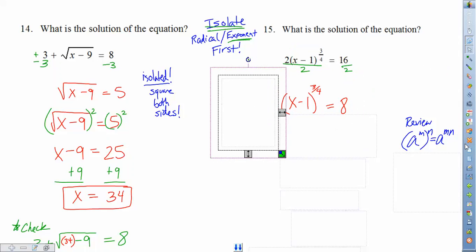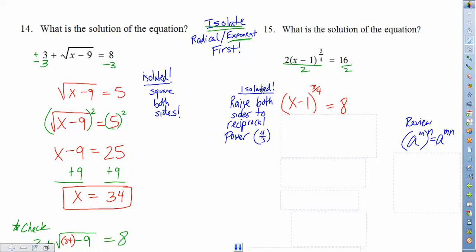So here comes the cool move. Now that we have it isolated, we're going to raise both sides to the reciprocal power, which in this case, the reciprocal of 3/4 would be 4/3. Okay? So, since we have 4/3 here, here's how that would look. We can take x minus 1 to the 3/4, raise it to the 4/3, and we're going to take 8, raise that to the 4/3.